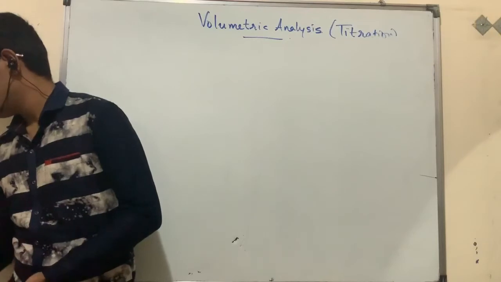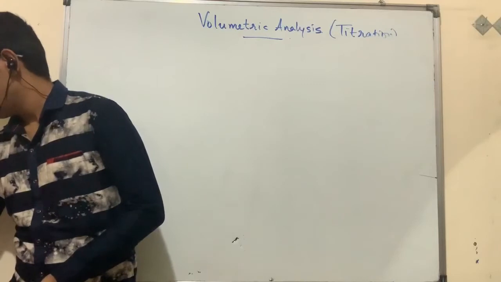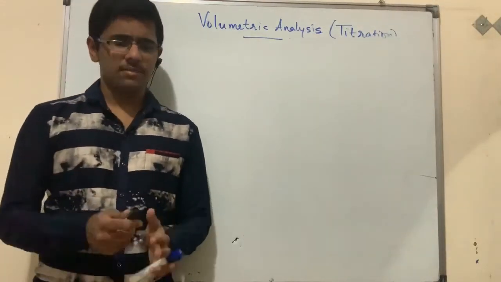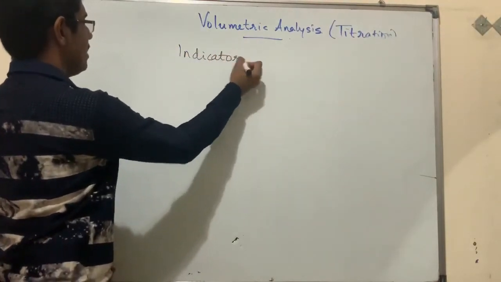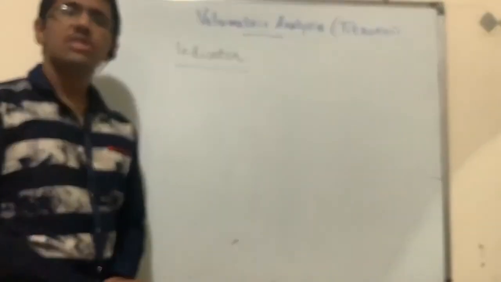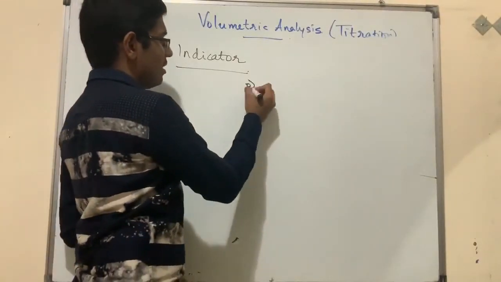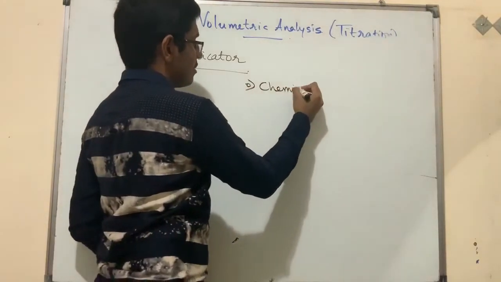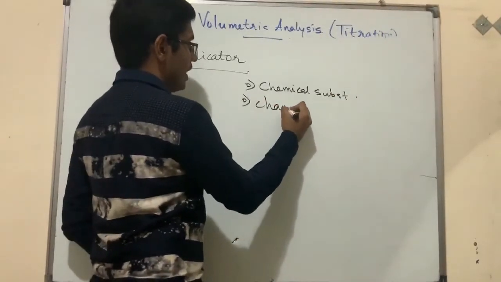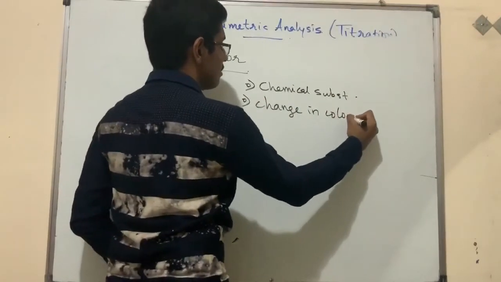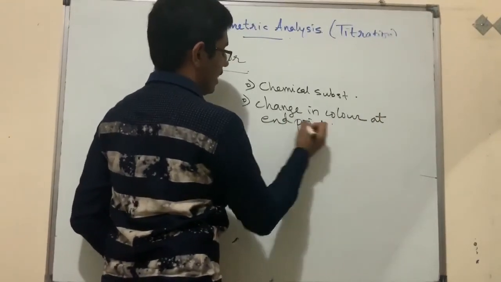And let's see, important question. What is an indicator? Simple question. What is an indicator? Indicator is a chemical substance which shows change in color at the end point of a reaction. So keywords are chemical substance and change in color at end point. This is very important. End point is very important.